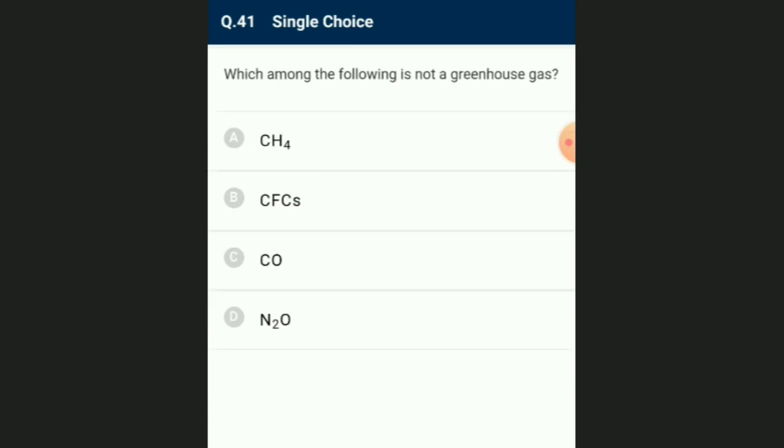Question number 41. Which among the following is not a greenhouse gas? The main greenhouse gases are carbon dioxide, methane, nitrous oxide. So here carbon monoxide is also given. The carbon monoxide is not a greenhouse gas. So the correct option is C.